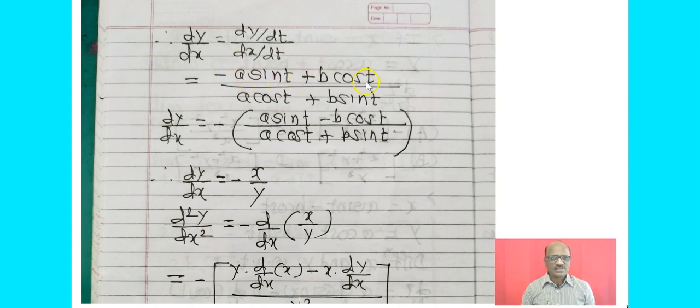that is, minus a sin t plus b cos t upon a cos t plus b sin t. Take the negative sign common, then you will get minus (a sin t minus b cos t) upon (a cos t plus b sin t), and this is nothing but minus x upon y. This is the value of x and this is y.